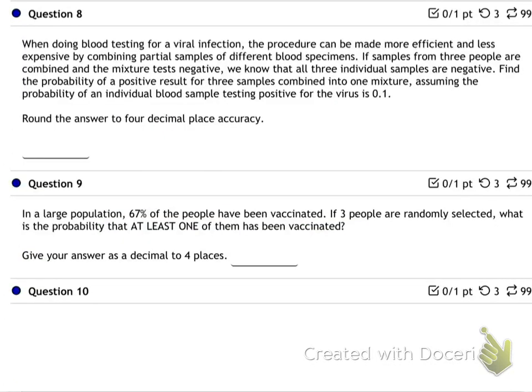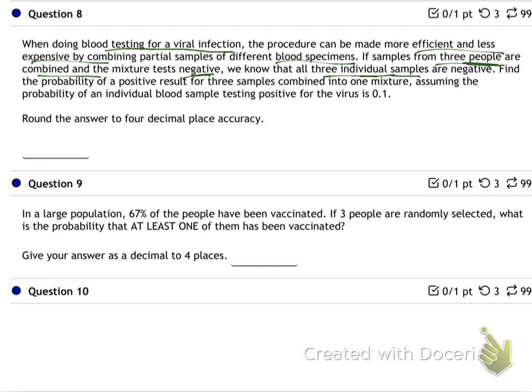Let me cut through the words. Basically, when they test for diseases, they combine samples to save time. Maybe you know about this. When blood testing for a viral infection, it's more efficient and less expensive combining samples. They'll take samples from 3 people, combine them, and if it comes out negative, they know they're all negative. Does that make sense?